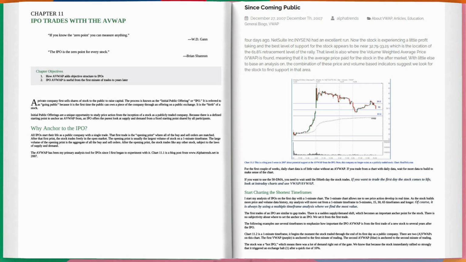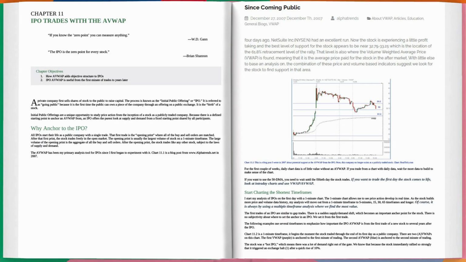All IPOs start their life as a public company with a single trade. That first trade is the opening print, where all of the buy and sell orders are matched. After that first print, the stock trades freely in the open market. The opening print is usually the largest volume of stock on a 1-minute time frame. The large volume of the opening print is the aggregate of all the buy and sell orders. After the opening print, the stock trades like any other stock, subject to the laws of supply and demand.